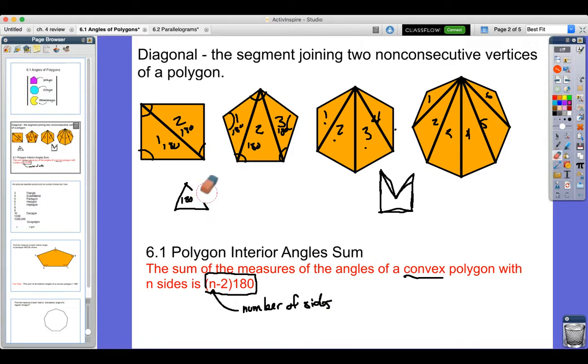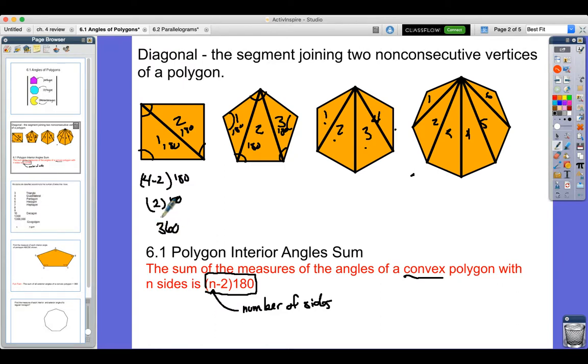So let's try that out. Let's see if that's true. Like we said, this should be 360. So the way this will work would be number of sides, 4 minus 2 times 180. 4 minus 2 is 2. 2 times 180 gives us 360. Good. All right, so let's do the pentagon. And what I want you to do is, if you want to, go ahead and pause and try these all out, and then I will continue and do them all.